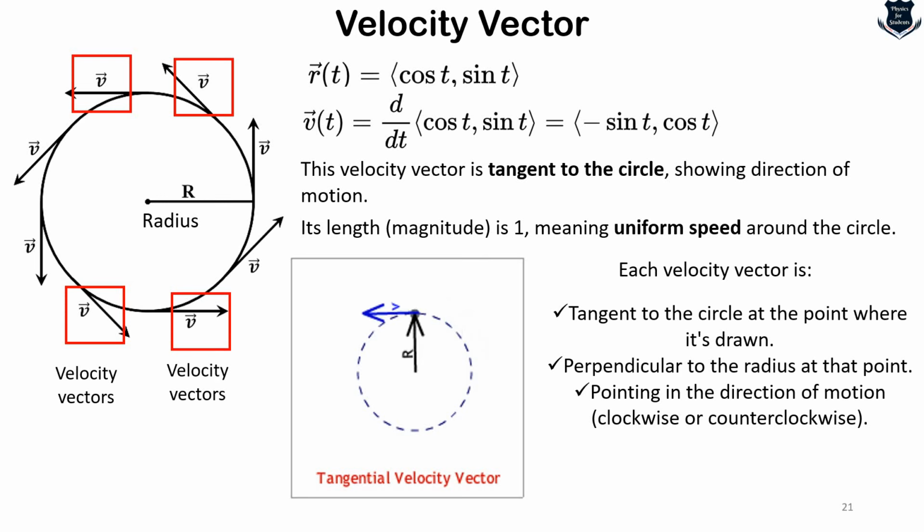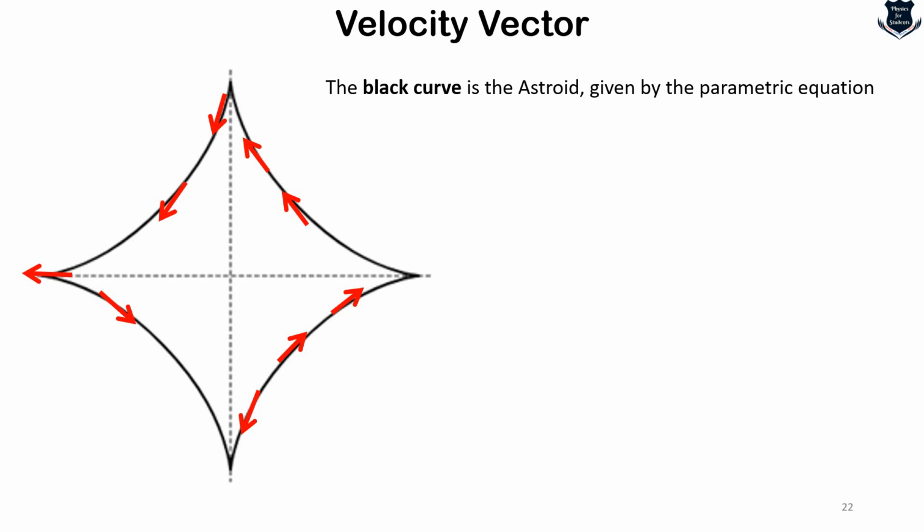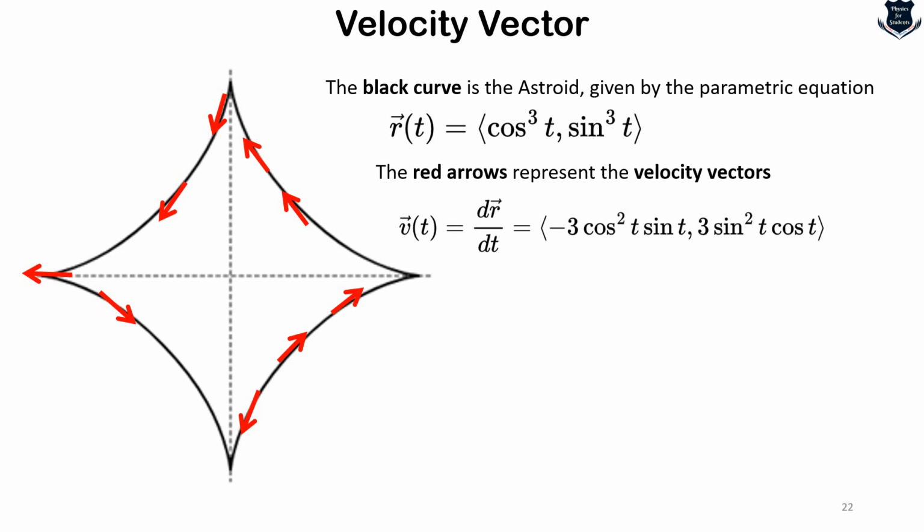Now the big question comes: how does the velocity vector look for an asteroid? Because we are learning the asteroid curve, and it looks like this. All these red arrows, as you can see, are the velocity vectors. The black curve is the asteroid given by this parametric equation. Remember, the velocity vectors will be moving along the curve, right? So it would be going this way and then coming back, and at the cusp the velocity will be zero. We will come to that point.